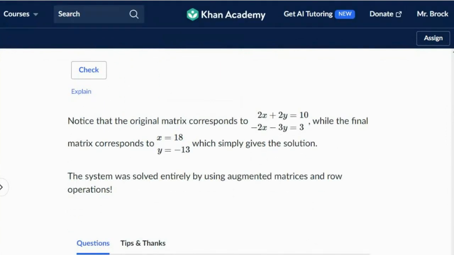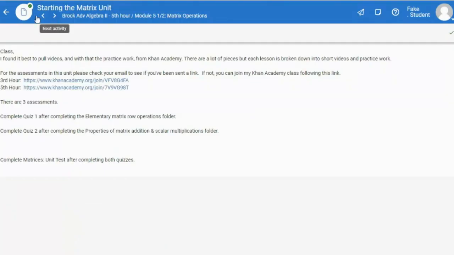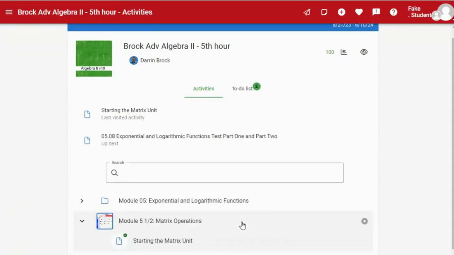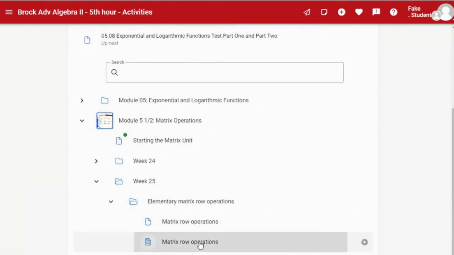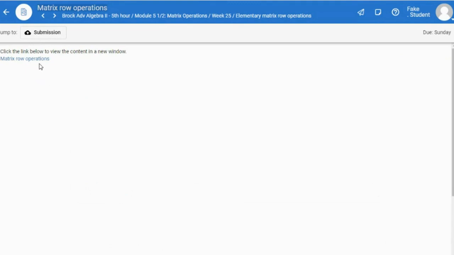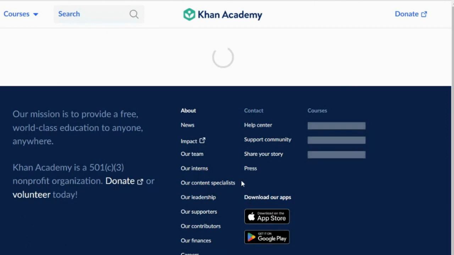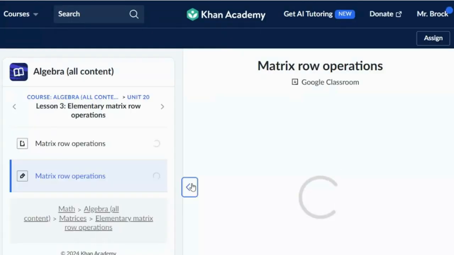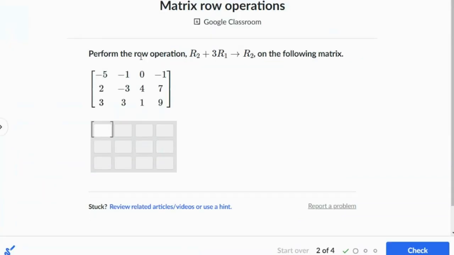Okay, we've looked at all that. Let's go back to Buzz. That was started in the unit. Don't forget to join the class. So we looked at matrix row operations. Here's the assignment to go with matrix row operations. When you click on that, it'll take you to the 4 practice problems. Take row 2, add 3 times row 1, and replace row 2. So you'll do 4 problems. I'm on problem 2 because I already did problem 1 yesterday, and they kept track of that.